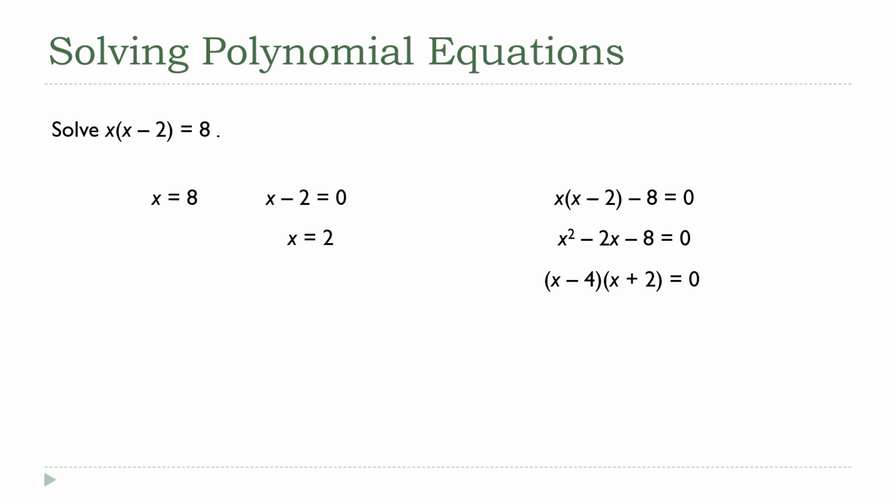And now I can apply the zero product rule. I have something times something equals 0. So either x minus 4 equals 0 or x plus 2 equals 0. And that gives me two solutions, either x equals 4 or x equals negative 2.